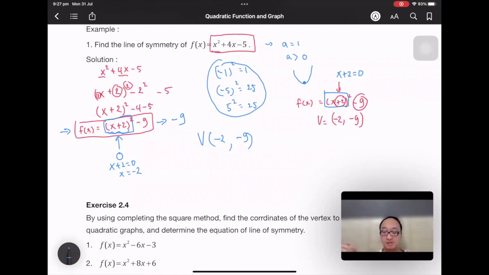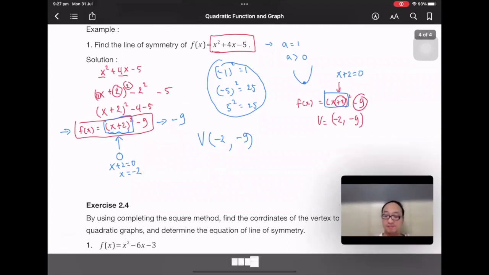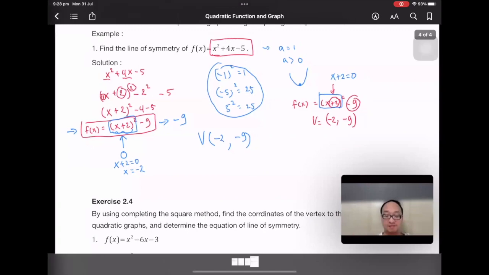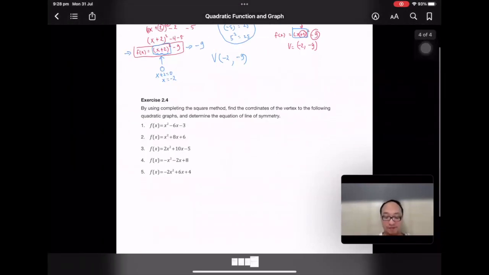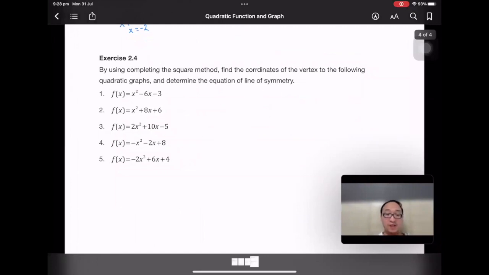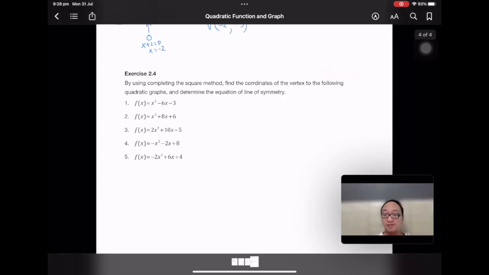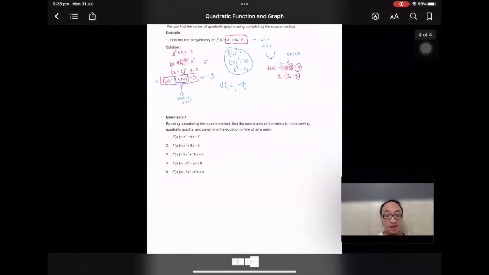That's it. I have an exercise and you can do it for your own practice. That's all for the quadratic function and graph. Thank you.